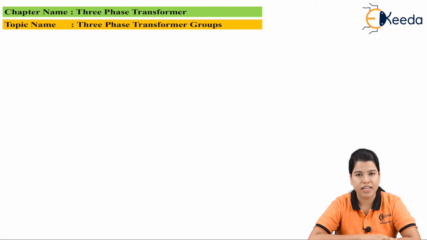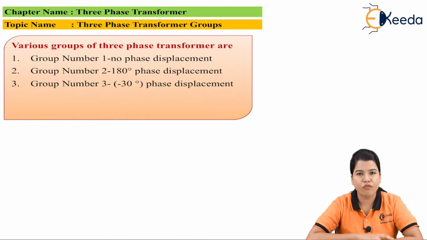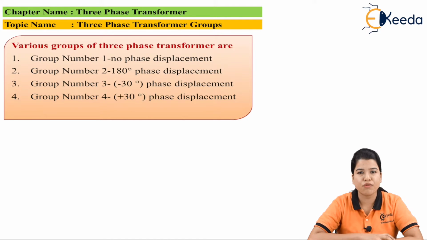The angle, that is the phase angle, is nothing but the voltage on the LV winding is lagging or leading the voltage on the HV winding, and this angle is considered basically as 30 degree. So depending on this, there are four transformer groups. So the four transformer groups are Group 1, that is no phase displacement, Group 2, that is 180 degree phase displacement, Group 3, that is minus 30 degree phase displacement, and Group 4, that is plus 30 degree phase displacement. So the transformer is based on any of one of the four groups.